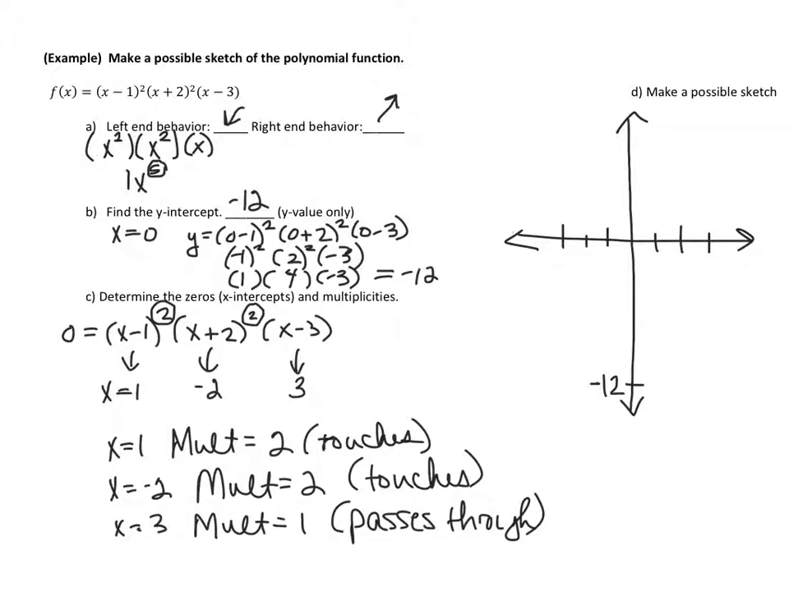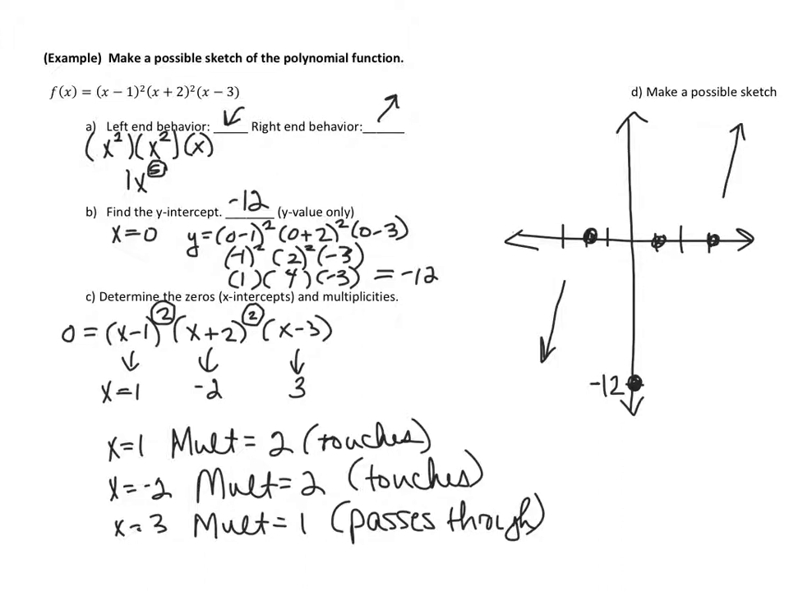Alright, now let's sketch the graph. Let's plot the points that we have. We, of course, have our y-intercept to be negative 12. This is not to scale, obviously, but it'll do for what we need. And our zeros are negative 2, 1, and 3. Okay, let's look at our left and right end behavior. So our left end behavior goes down, and our right end behavior goes up.